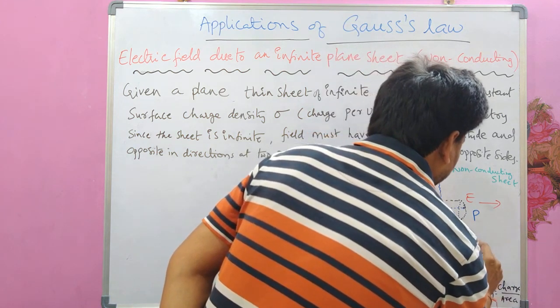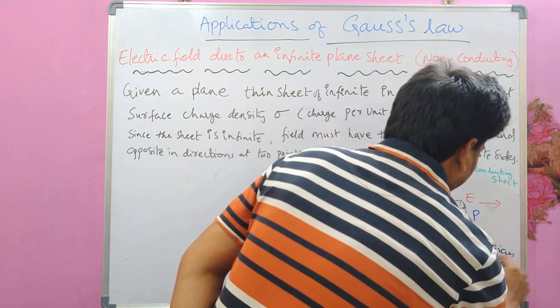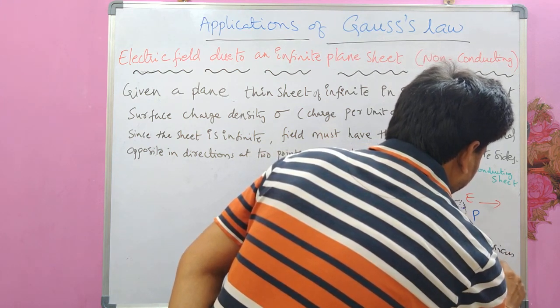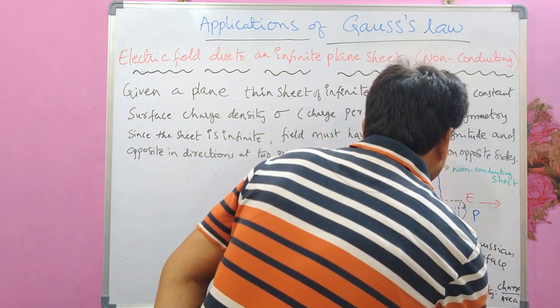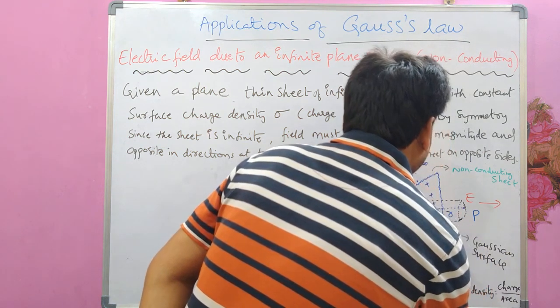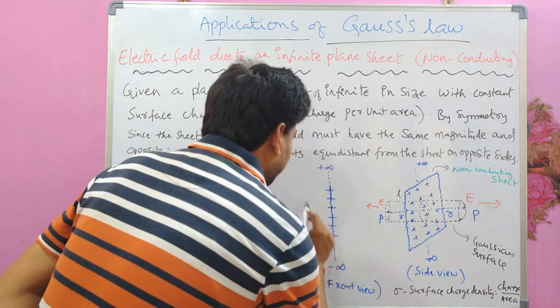So this is a Gaussian surface. Here also I can draw the same front view.